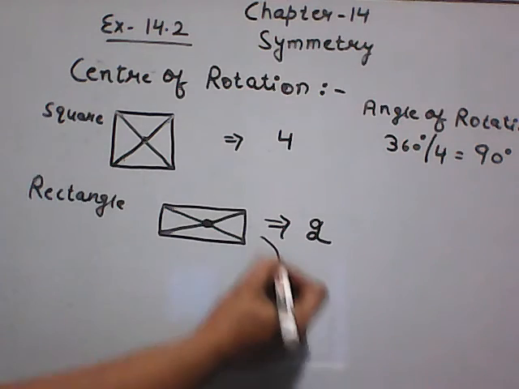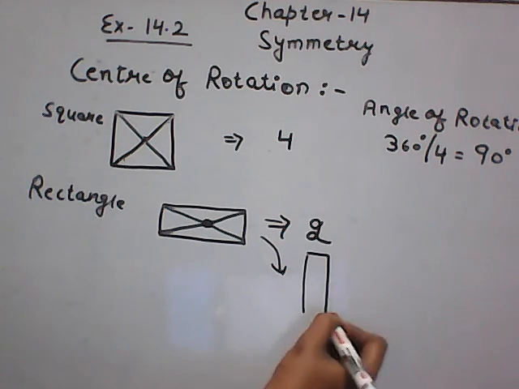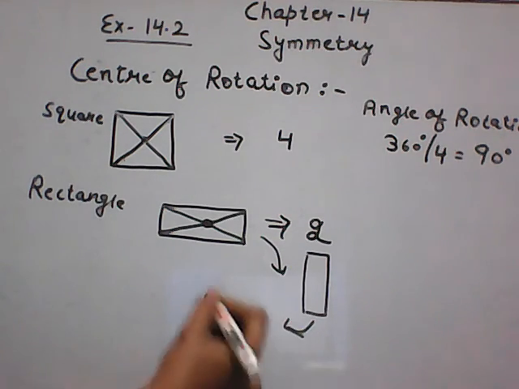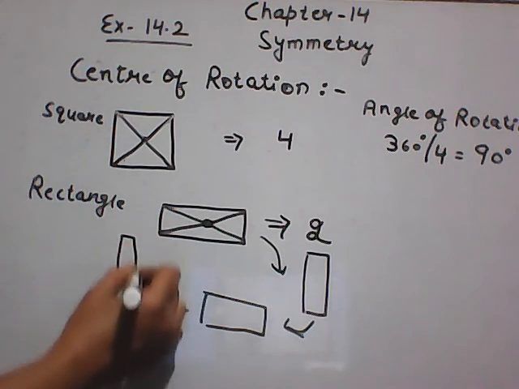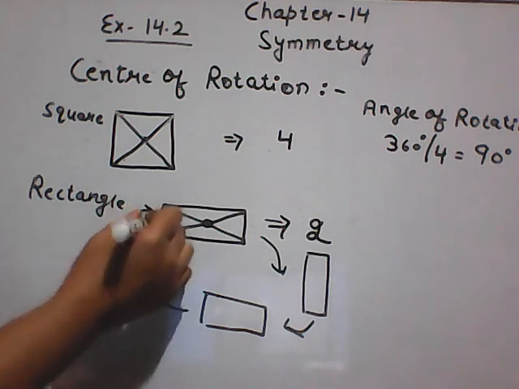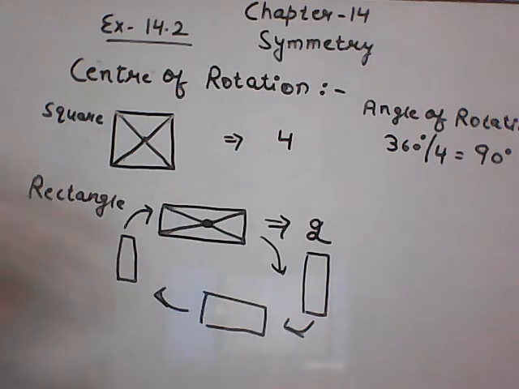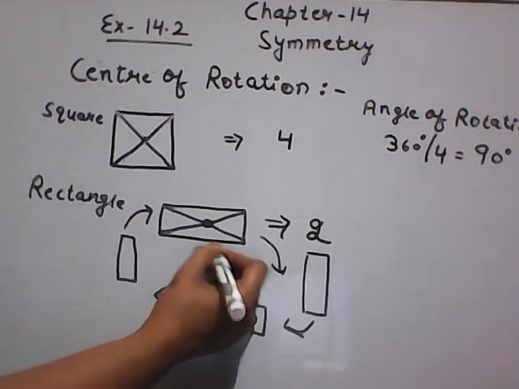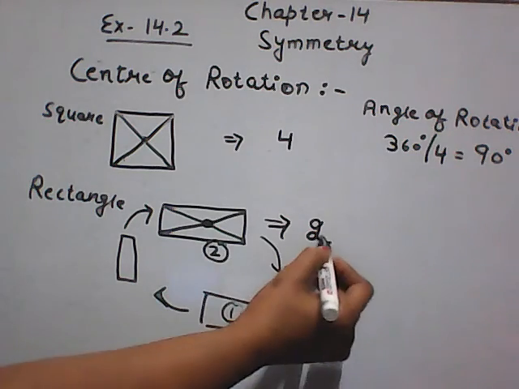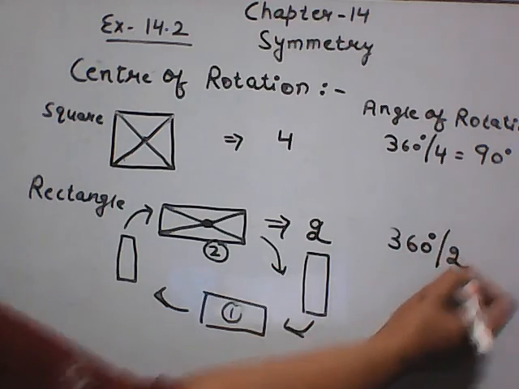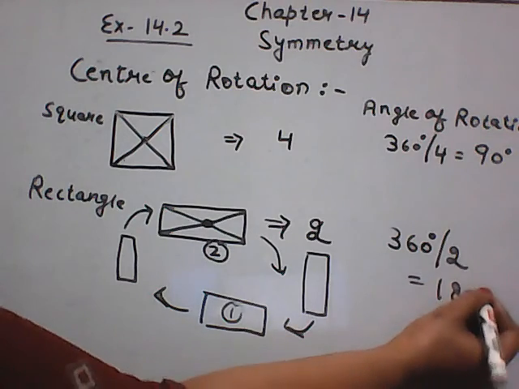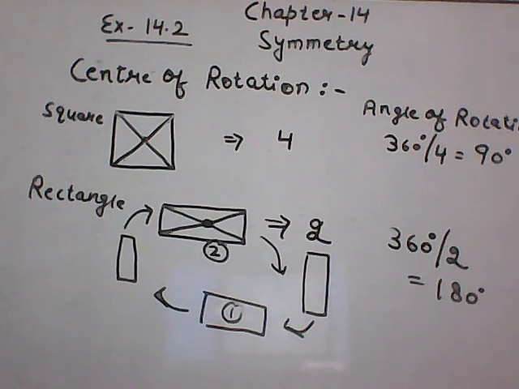If you move this figure through 90 degrees, its position will be like that. If you move this figure through 180 degrees, its figure will be like that. And if we rotate this figure through 270 degrees, its figure will be like that. And if we rotate this figure through 360 degrees, it coincides with its original position. So, how many times does this figure coincide with its original position? 2 times. So, the order of rotation will be 2. And the angle of rotation can be calculated: 360 divided by 2 is 180 degrees. In this way, you can find out the angle of rotation and order of rotational symmetry. Thank you.